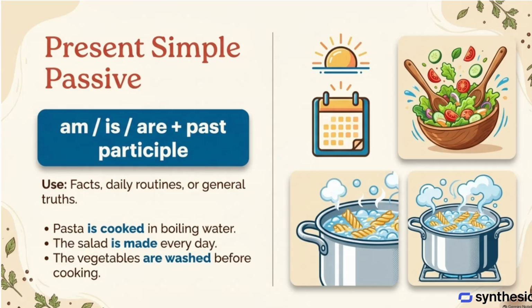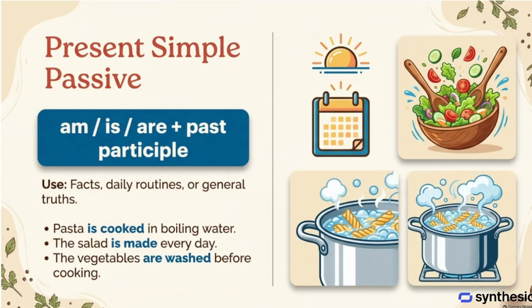Present simple passive. First, we have the present simple passive. The form is am, is, or are, plus the past participle. We use this form for facts, daily routines, and things that happen regularly. For example, pasta is cooked in boiling water. We are talking about a general fact.